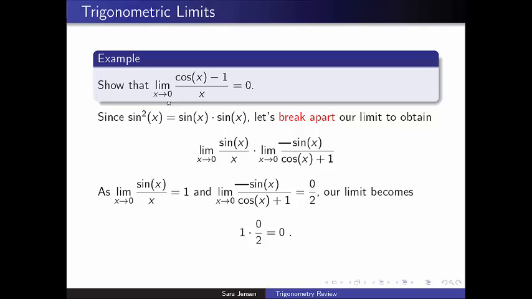We can build a whole bunch of other trigonometric limits out of just the previous limit, the limit as x approaches 0 of sine of x over x, and this limit right here, the limit as x approaches 0 of cosine of x minus 1, all divided by x. So these are two trigonometric limits that are particularly worth remembering.